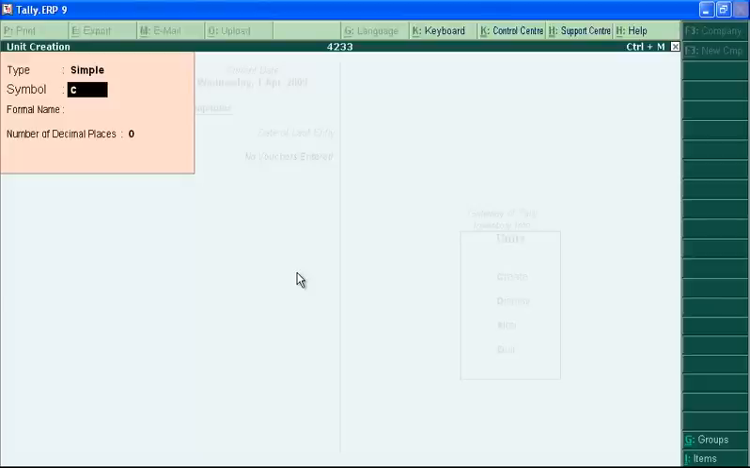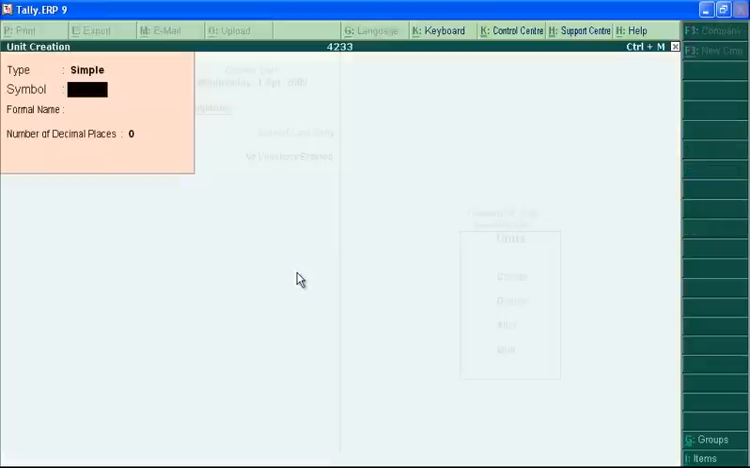Now we create one more unit, cup. 1 metric cup is equal to 250 milliliter. Generally we measure sugar and other bulk food products in cups. Now we will create a teaspoon. Symbol is TS, teaspoon.